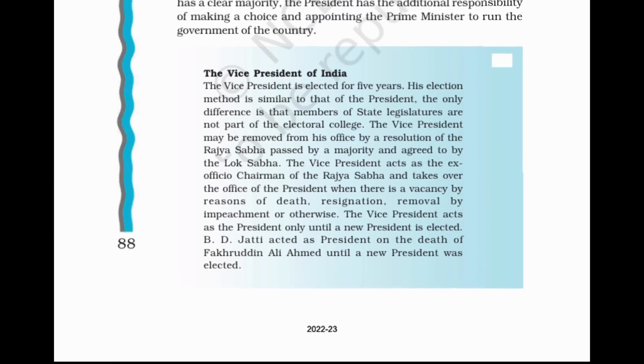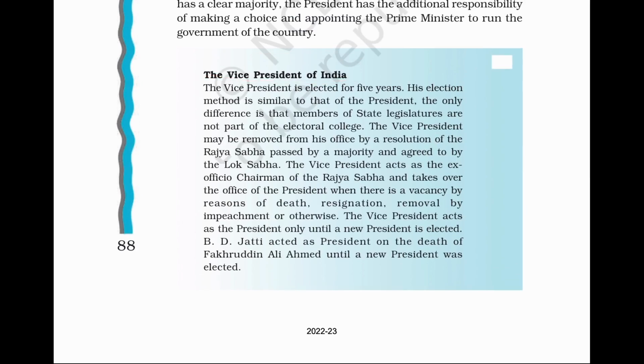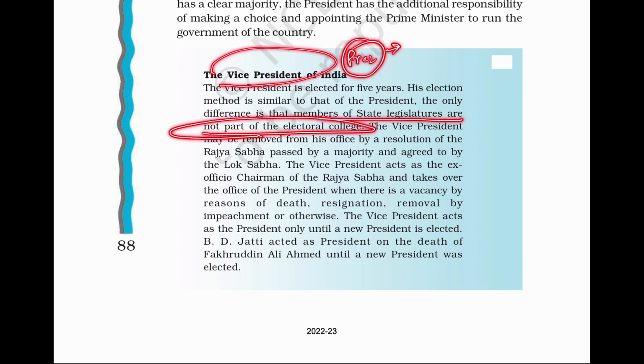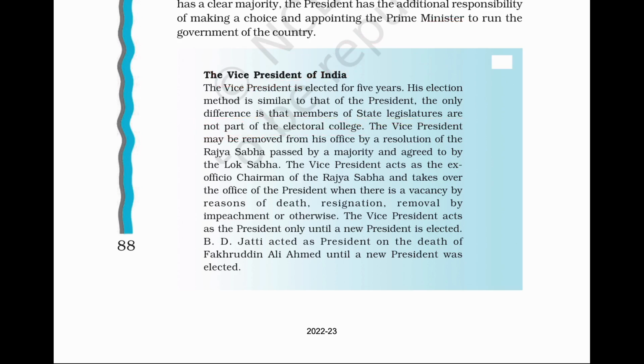Then again, there is a section on the Vice President of India, because that also comes in the executive only. The Vice President is elected for 5 years. The election is similar to the President's. We will have a chapter on it later, so don't worry about it. The only difference is that the members of the state legislature are not part of the electoral college. In the President's case, the MLAs also play a role in the election, but for the Vice President, members of the state legislature do not play a role. How does the removal happen?